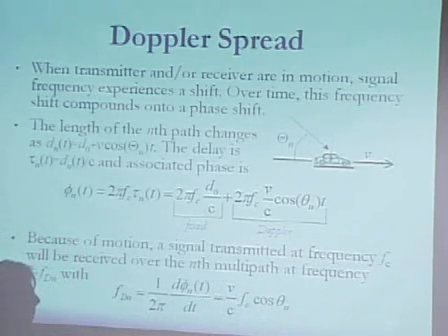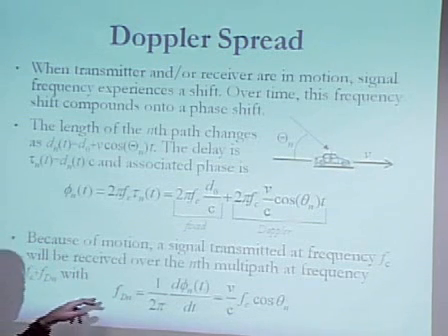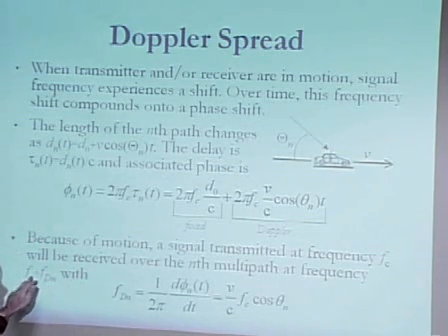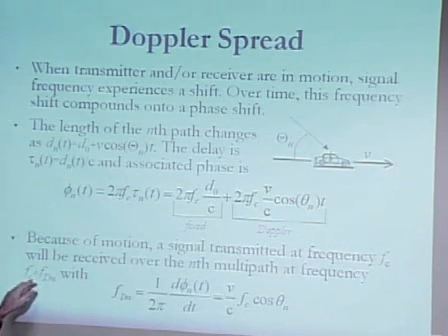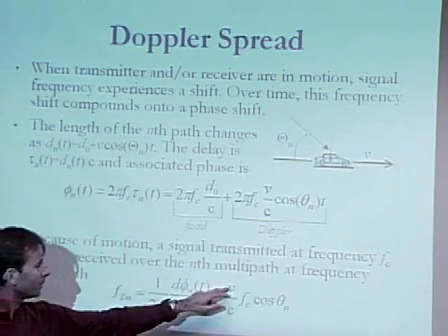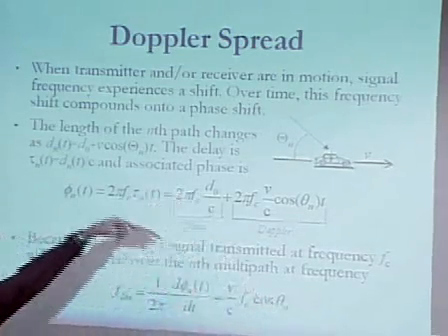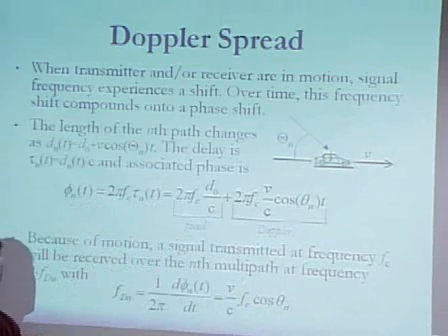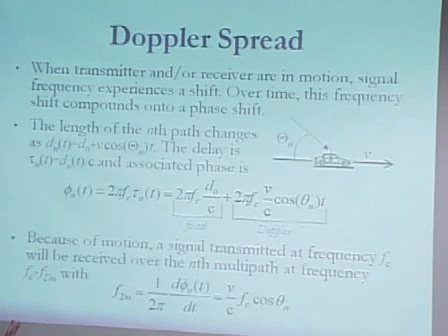Okay? So the Doppler frequency, in other words, if we send a cosine of frequency f sub c, we'll receive a cosine of frequency f sub c plus f sub dn, where f sub dn is the speed of the vehicle divided by the speed of light times fc times the cosine of the angle between the incidence and the direction of motion. Okay? Is that clear? Questions? Yeah.